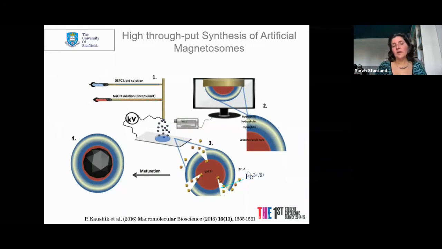magnetosomes themselves. We've also done a lot of work with lipids. This is a collaboration that I had with UCL, a colleague called Mohan Erdesinger and his postdoc, where we basically made a high throughput synthesis of DSPC lipid vesicles that were filled with sodium hydroxide, and these then dropped into, if you like, a tray of iron solution, and then we could electroporate within the tray.